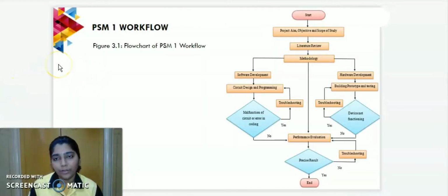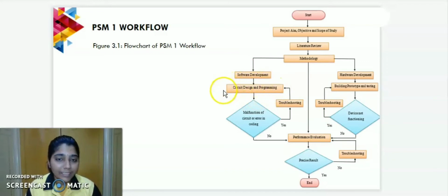Now I will explain on the PSM1 workflow. So this figure shows the flowchart of the PSM1 workflow. So first I have identified the project's aim, objective and the scope of study, and I have done with the literature review and the methodology. So the methodology consists of 3 parts, which is the software development, the hardware development and the performance evaluation. So the software development includes the circuit designing and programming.